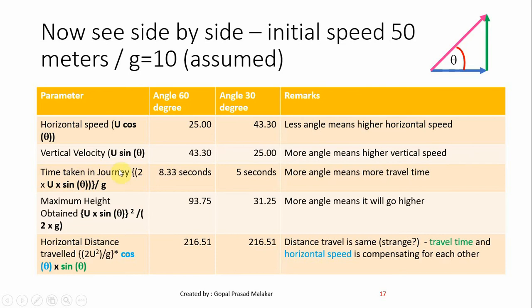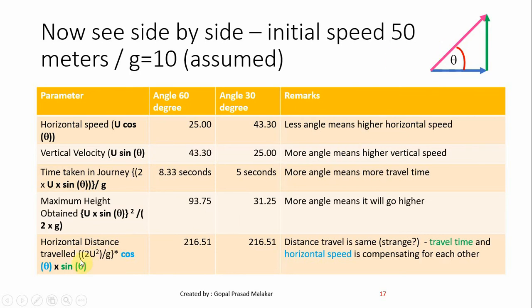The time taken in travel is also dependent on theta. The more the theta, the more time it will take to travel upward. In fact, it will take maximum time when theta is actually 90 degree. However, in that case the horizontal speed will be 0, so it won't travel at all. What is the maximum height that it will reach? That will also depend on theta. The more the angle, the more upward it will go. It's commonsensical. If you are sending it at a low angle, it will travel less upward. If you throw at a higher, sharper angle, it will travel more upward.